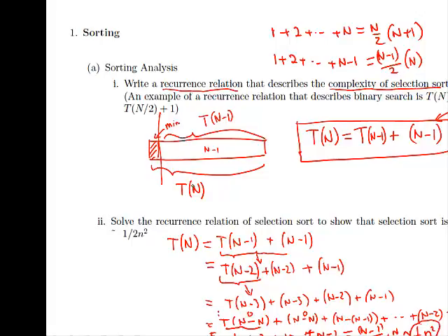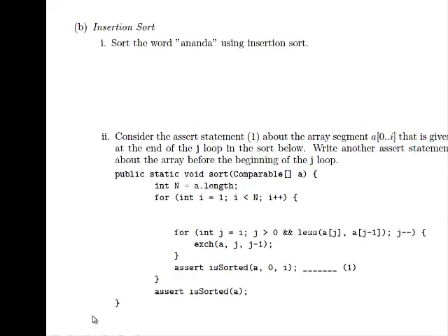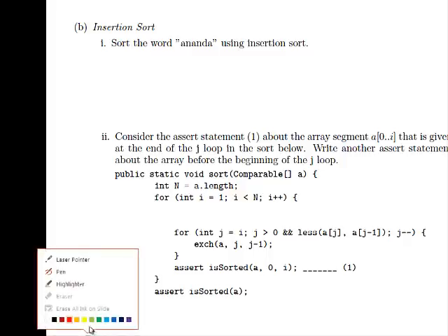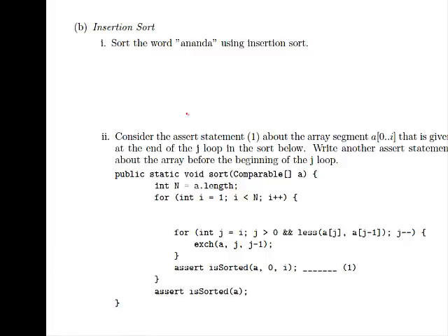So we proved that the selection sort is tilde 1/2 n squared. All right, so let's take a look at the next problem. The next problem says that given this word, let's say ANANDA, sort this word using the insertion sort.